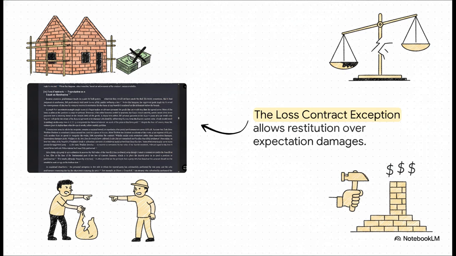Instead of suing for expectation damages, which remember would be 0 since they were going to lose money anyway, the builder can sue for restitution. They can get the reasonable market value for the labor and equipment they already provided, entirely ignoring the terrible contract price. It's a total game changer.